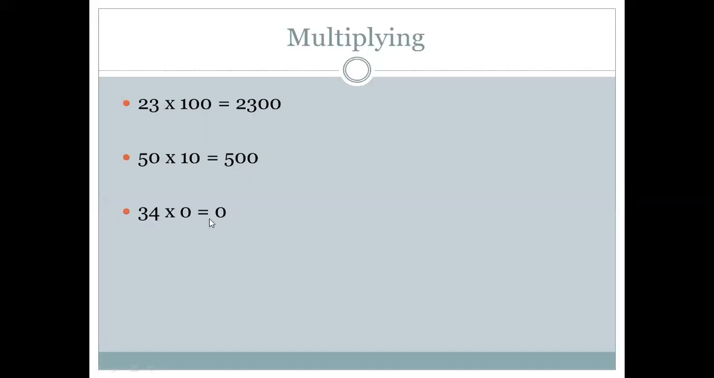Now, let's multiply with only 0. As you remember the story about the greedy 0, any number multiplied by 0, the answer is always 0, right?